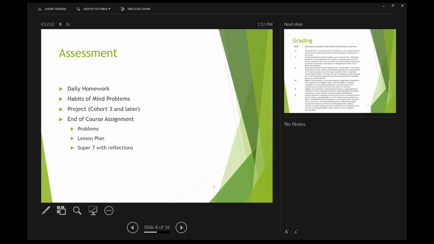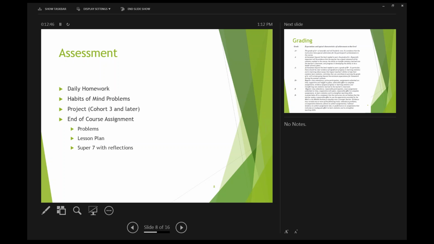We asked them to select 7 problems that they had worked over the course of the week and to rewrite those up with some reflections on why they thought those 7 problems were so important, and also a lesson plan. The Super 7 was sometimes the most interesting thing to me to look at. With later cohorts, I was always much more interested in their reflections and why they picked the 7 problems that they did than I was in their solution.